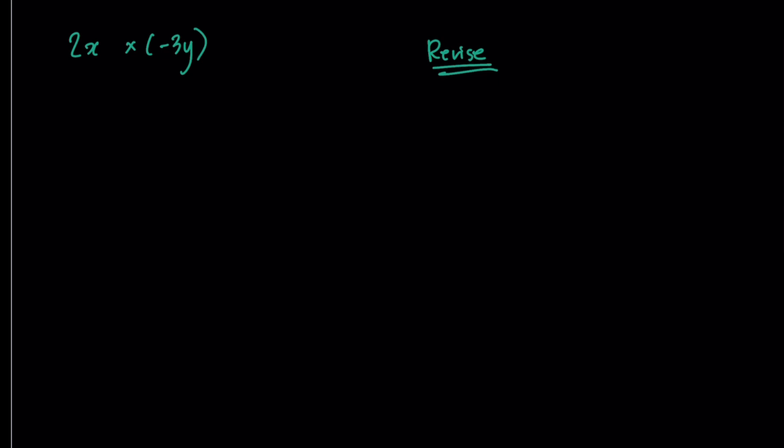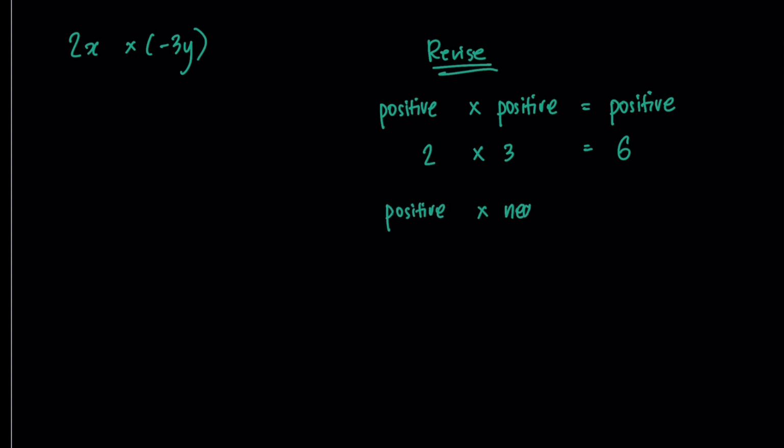So the rule goes, if you have a positive number and you're timesing that by a positive number, then the answer will also be positive. For example, if you have positive 2 times positive 3, we know that the answer will be positive 6. If you have a positive number and you're timesing that by a negative number this time, then the answer will be negative. So for example, if you have 2 times negative 3, it becomes negative 6.